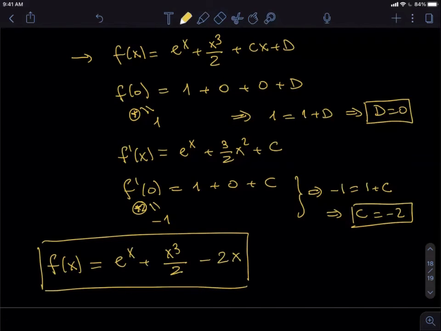This function satisfies all three properties that we were asked. And notice that there are no longer any placeholders c or d or anything like that. That's because we had more information.